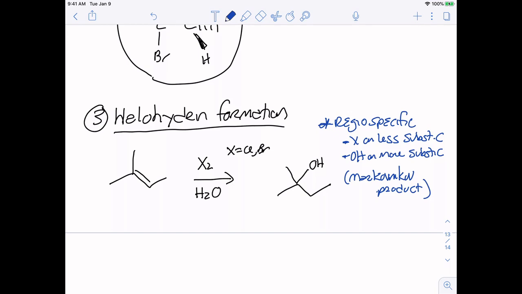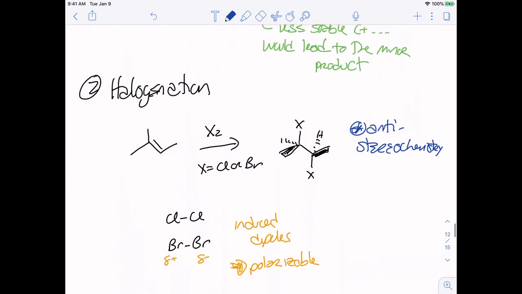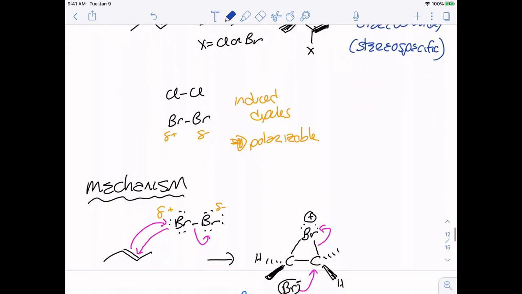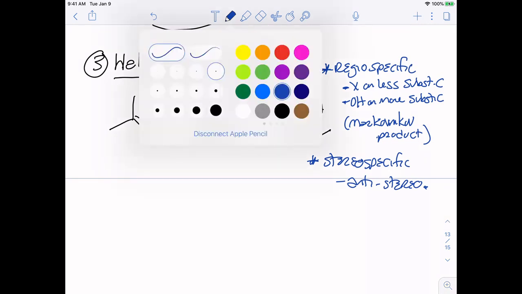It also is stereospecific. And we're going to get that anti stereochemistry again. So this time the halogen and the hydroxyl group need to be anti to each other. So up here, I don't think I wrote stereospecific, anti-stereochemistry, so it is a stereospecific reaction, meaning it's only going to give one particular type. So anti, you're not going to get the syn version also. So the mechanism, like I said, it's very similar.